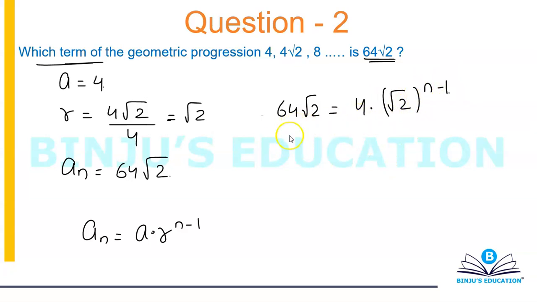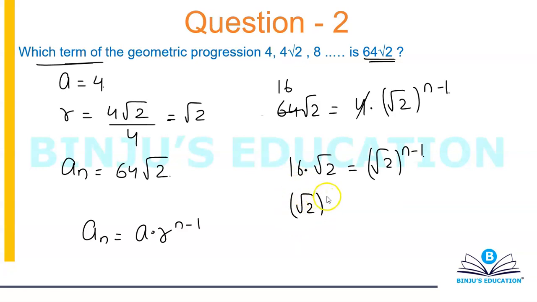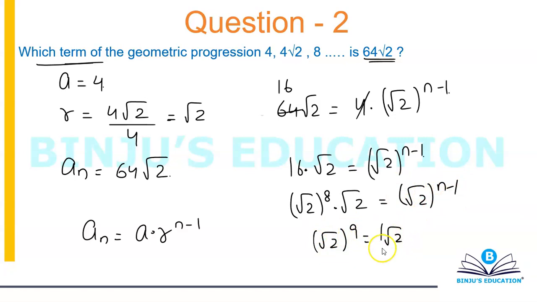So here I can cancel, and this will become 16. So this is 16 into root 2, that is root 2 to the power n minus 1. Now 16 is nothing but 2 to the power 4. 2 to the power 4 can be written as root 2 to the power 8, into root 2, and that is root 2 to the power n minus 1. So root 2 to the power 9 is equal to root 2 to the power n minus 1. So 9 is equal to n minus 1, which will give us n is equal to 10.